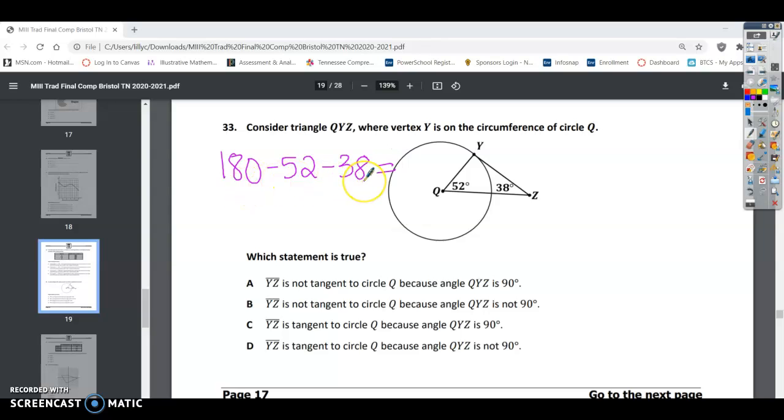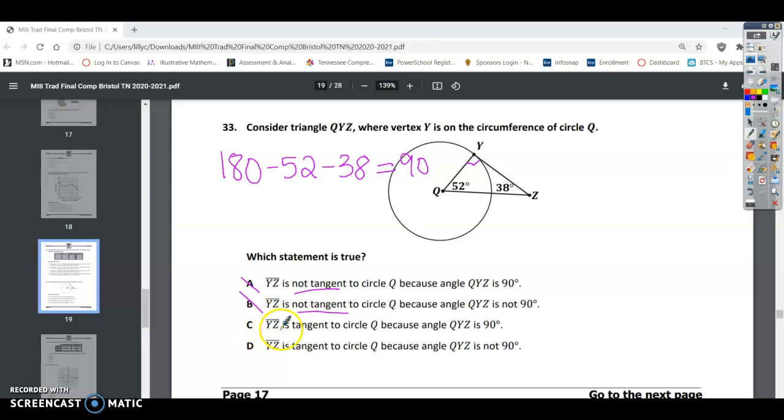So take that, type it in your calculator or do it in your head, and you'll see that that's 90 degrees. All right, so if that is 90 degrees, we know that it is a tangent. So we can rule out the two that says is not a tangent.